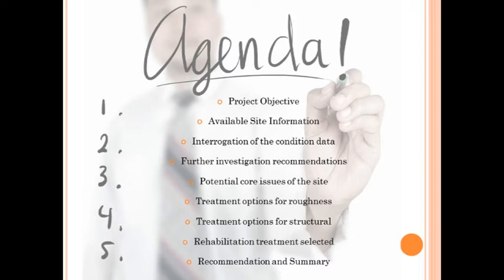However, we'll use the core information we have to identify the core issues throughout the site to help us target our treatments and focus them in the correct areas. And this will primarily be split between addressing roughness and structural aspects. And once we've identified these, we'll have a look at what treatment options will be viable and formulate two overall strategies for the site. And then we'll lastly end with a bit of a recommendation and closing summary.